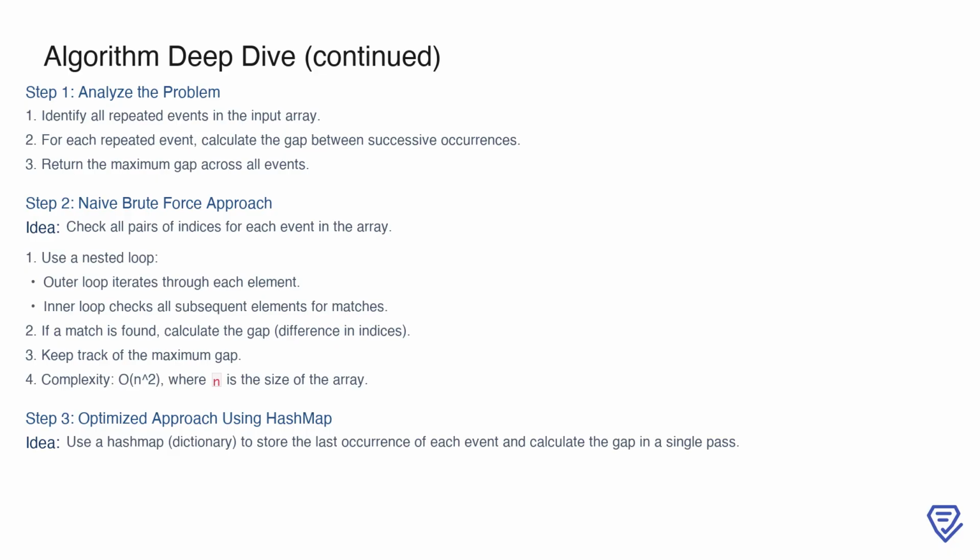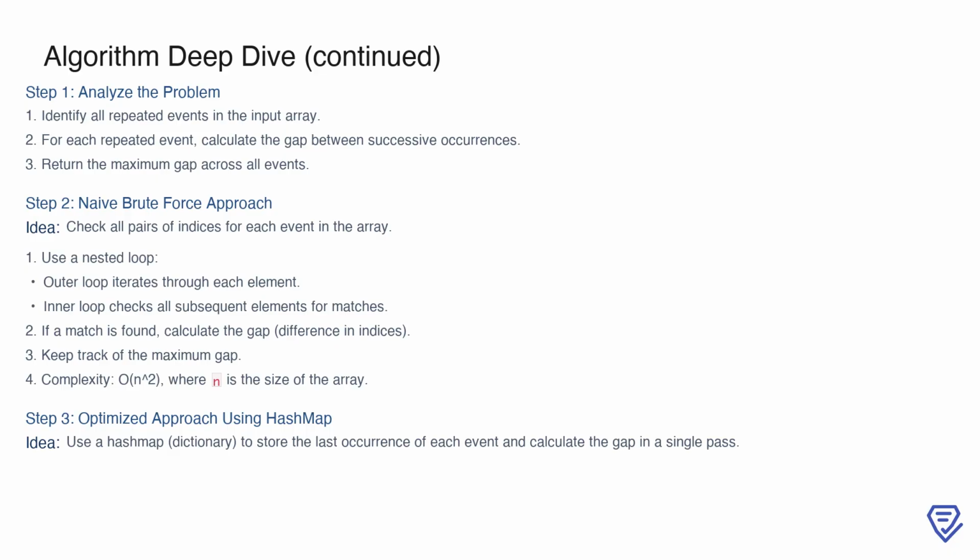A brute force solution involves using a nested loop. The outer loop scans each element in the array, while the inner loop checks all subsequent elements to find matching events. If a match is found, we calculate the gap between their indices and keep track of the largest gap. However, this approach has a time complexity of n squared, which is inefficient for large datasets.